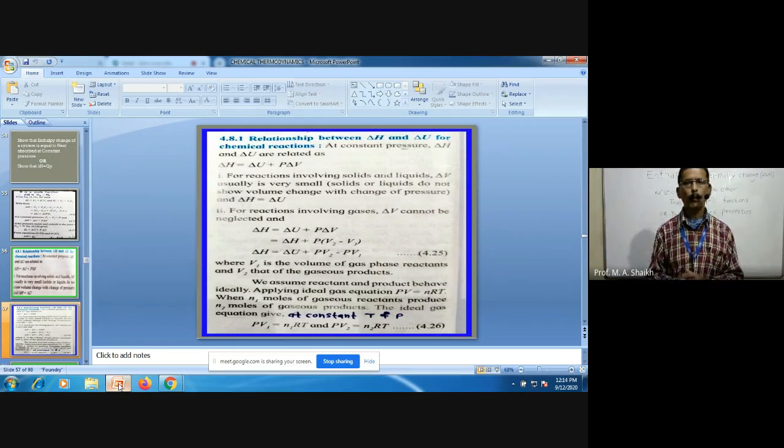And the value of PV2 will be N2 RT. R is also a constant, the molar gas constant, where N1 is the number of moles of gaseous reactants. Gaseous reactants, the word gaseous is important. And N2 is the number of moles of gaseous products.